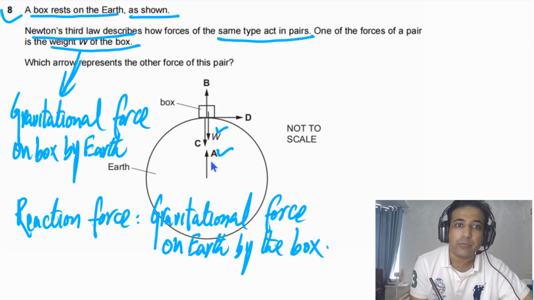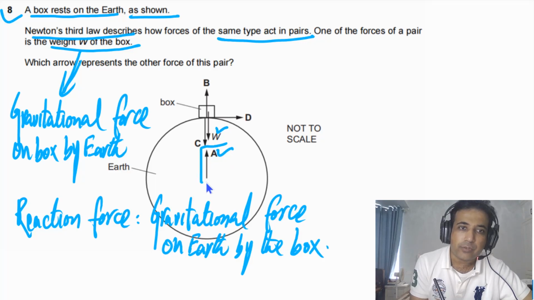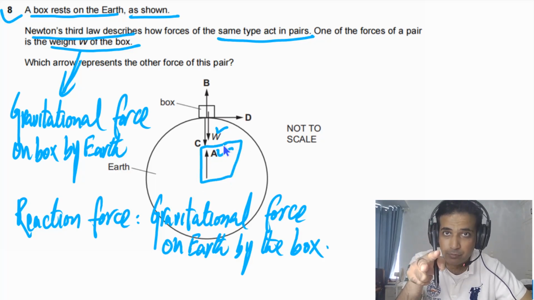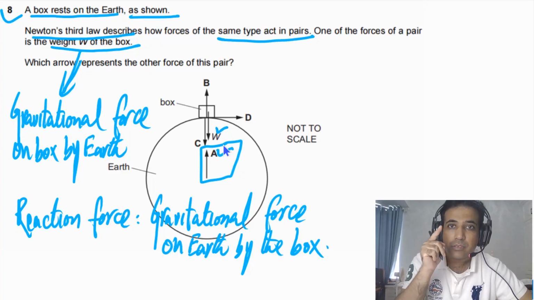So these two forces form a pair. So the answer for this question is A. Same type of forces acting on two different objects, same magnitude but opposite in direction.